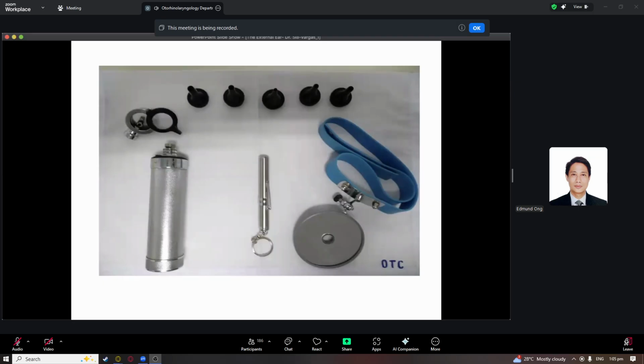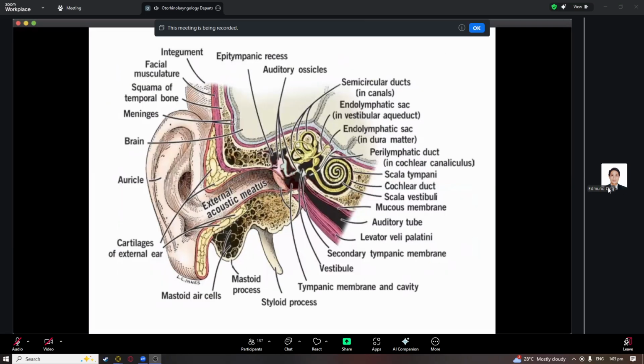Diseases of the external ear. Next slide. So you have studied this in your anatomy class, and of course during your second year preceptorship. We have told you the anatomy of your ear. So it is subdivided into external, middle, and of course your inner ear.